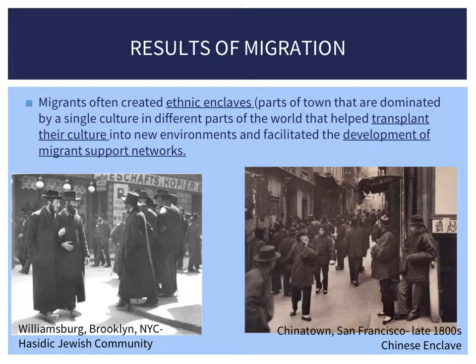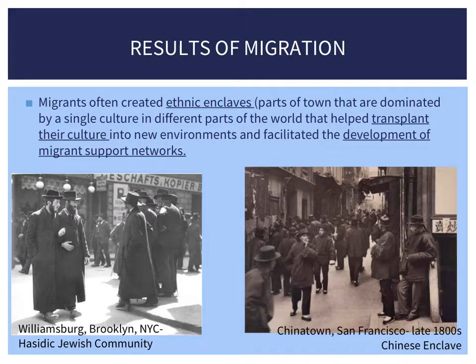Another impact of migration on the places that people went to is the creation of ethnic enclaves. So an enclave is like a place within a place. This would be a part of a particular city or region that's dominated by a single culture, and where people from one place tend to settle in the new place all together as one group. This helps to bring their culture with them into the new environment, and it also helps to facilitate the development of migrant support networks.